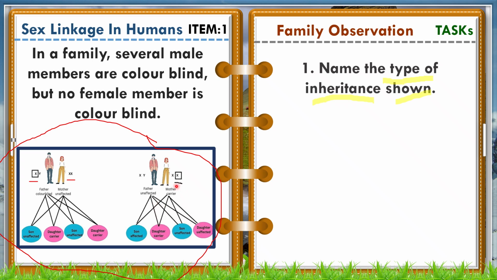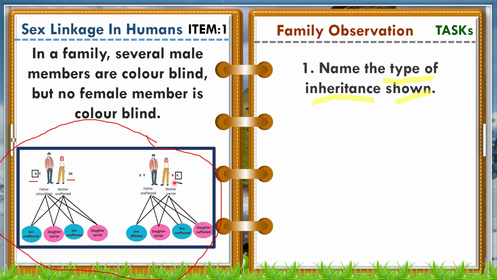And the girls will either get an X which is normal from the mother, and that girl will be unaffected. If the girl gets the normal X from the mother and the normal X from the father, that girl will be unaffected. But if the girl gets a sex-linked gene on the affected chromosome, and she also gets a normal X chromosome, that girl is going to become a carrier.